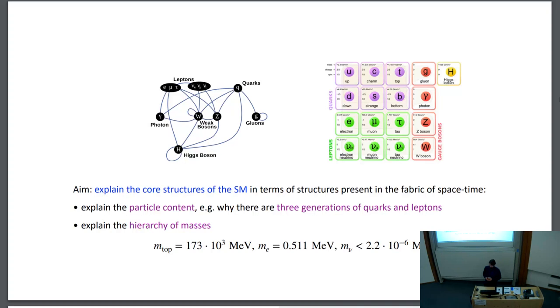So essentially what we try to do in string phenomenology is to explain the patterns that are observed in particle physics in terms of patterns that exist already in the fabric of space-time. So in the compactification data, in the topology and geometry of the extra dimensions which are predicted to exist by string theory. And the kind of patterns that I'm referring to, they're fundamental patterns, like why are there 3 generations of quarks and leptons, why the masses of particles span 6 orders of magnitude, and how to compute these masses from first principles. So these are fundamental questions, and as far as I know, string theory is the only framework in which such calculations can be done from first principles.